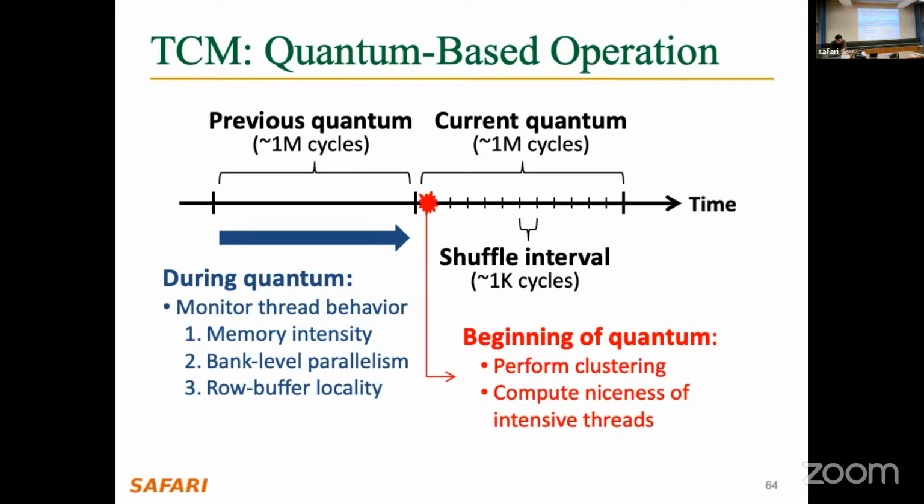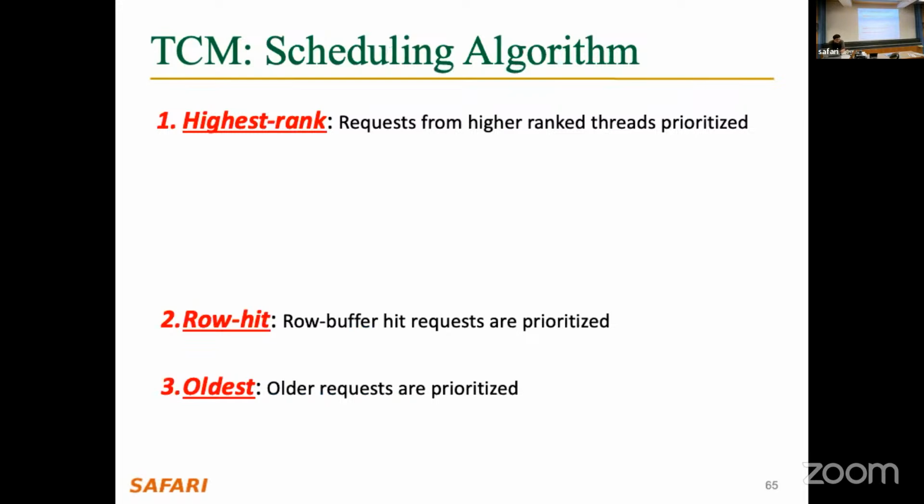And the shuffle interval here, for example, is in the order of 1,000 cycles. So you're shuffling the memory-intensive cluster's threads' priorities. So this is the overall scheduling algorithm we have.